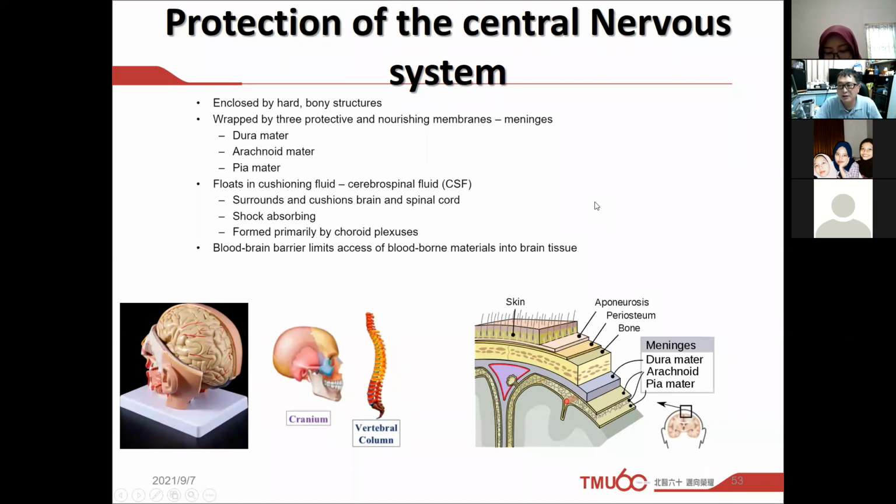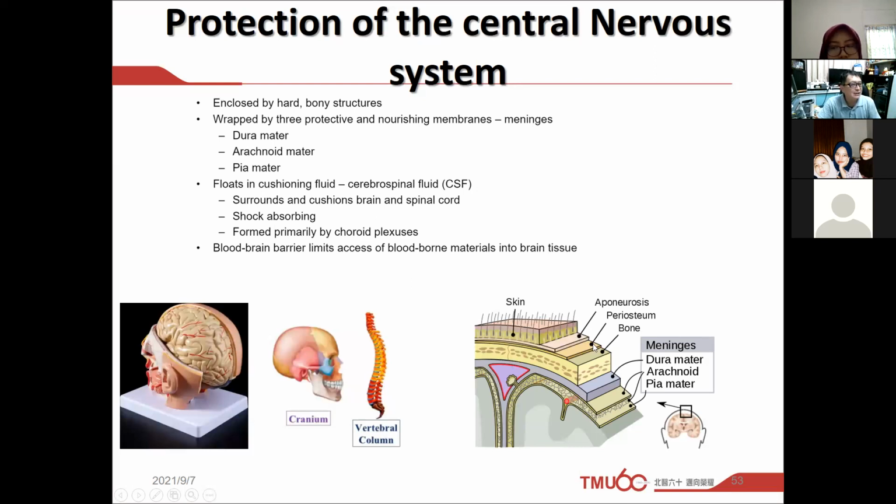The next one: the hard bone is not good enough, so they use another cushion material. There are three, called the meninges: dura mater, arachnoid mater, and pia mater. These three kinds of membrane attach to the bone, but not completely. Later on we can see this structure.